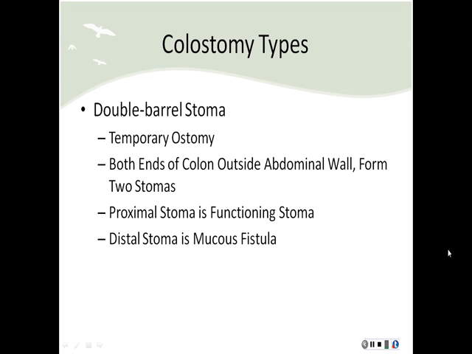Double-barreled stomas are usually temporary and allow the bowel to rest and heal after trauma or surgery. Here, both ends of the colon are outside the abdominal wall, and they form two different stomas. The proximal stoma is the functioning stoma, while the distal stoma is like a mucus fistula.